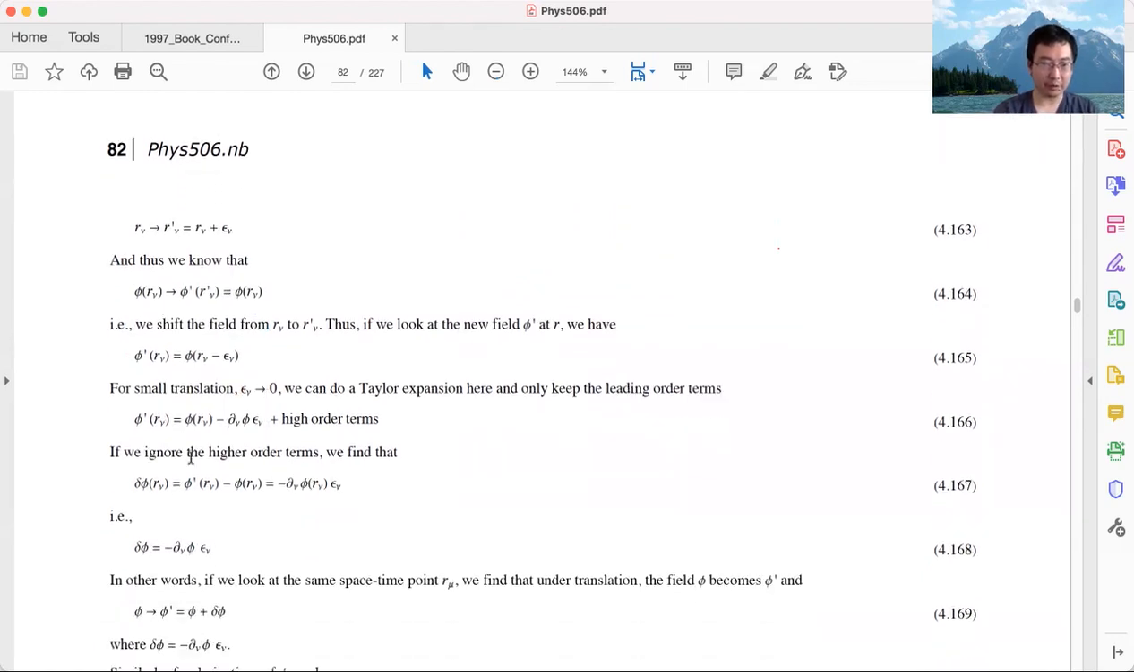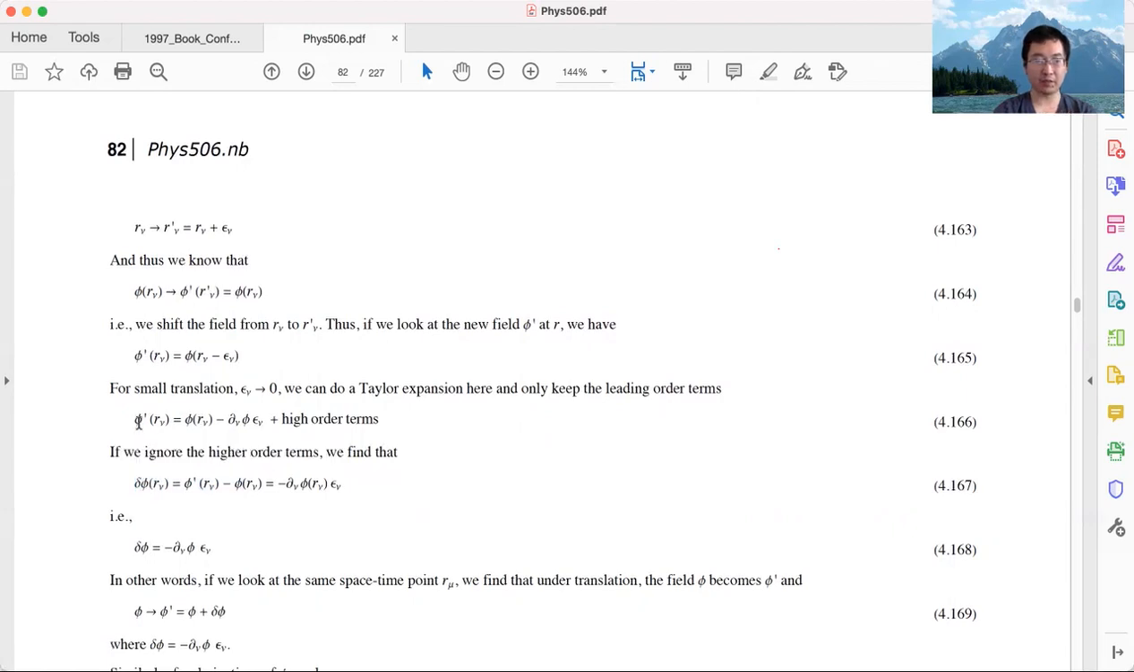Oh, but by the way, before we go to the derivative, let me define another thing. We can define the difference between these two quantities, phi prime and phi, as delta phi. Okay? So delta phi measures, at the same location, I don't change my location, after and before the translation, what is the difference? So how much does my field change after and before translation? Their difference is what I call delta phi.